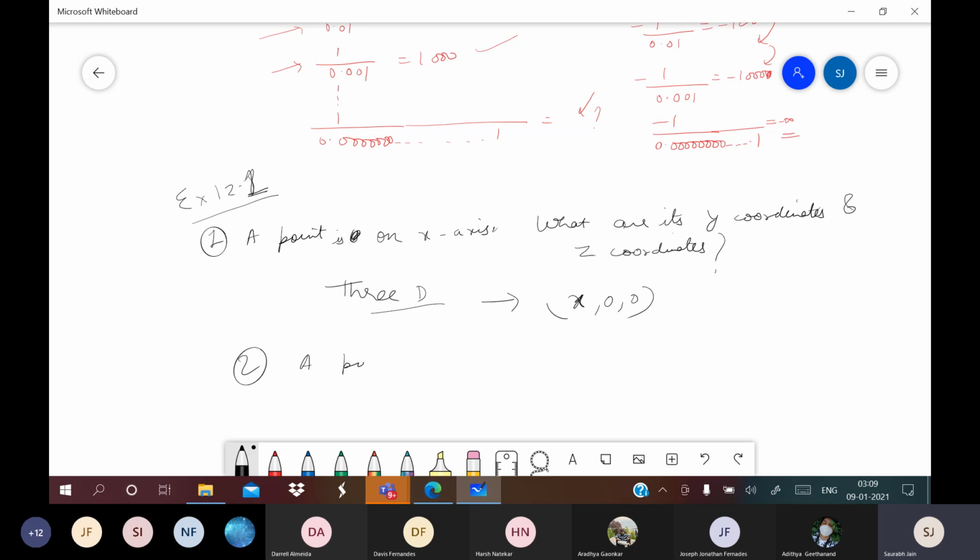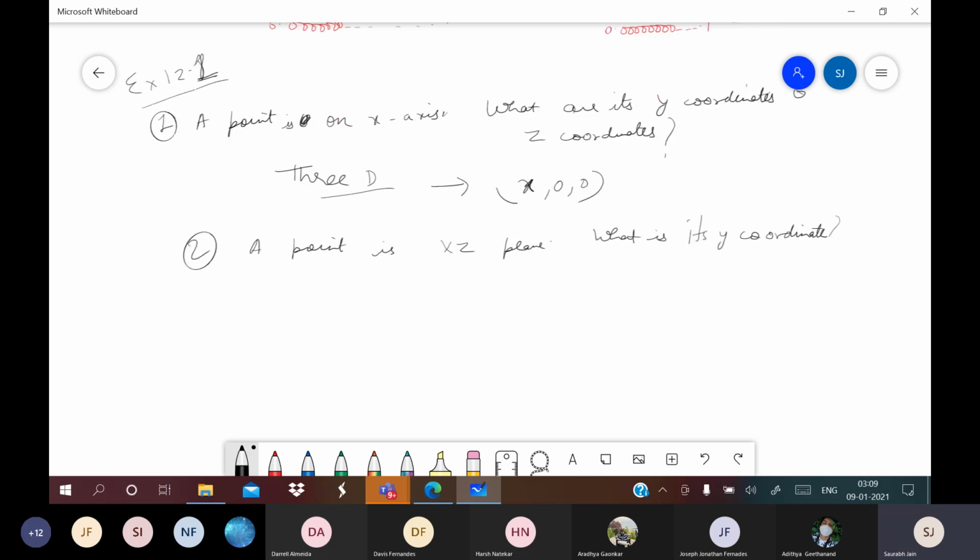The second question is: a point is in xz plane. What is its y coordinate? Now what will be the answer? Point is in xz plane, so y coordinate will be 0. You can take the coordinates as x, 0, z. If point is in yz plane, you can take the coordinates of the point as 0, y, z. Okay, like this.